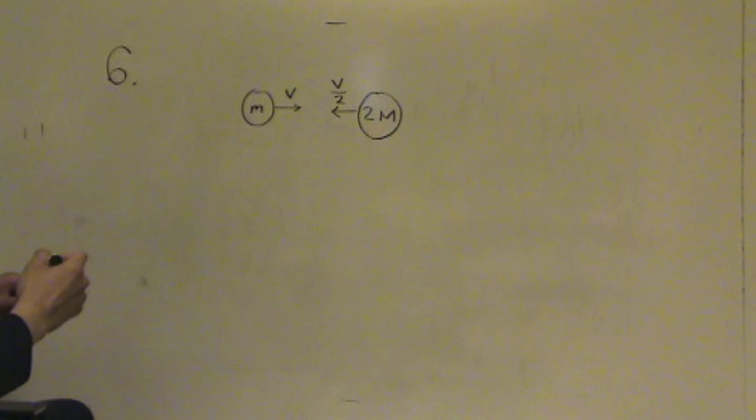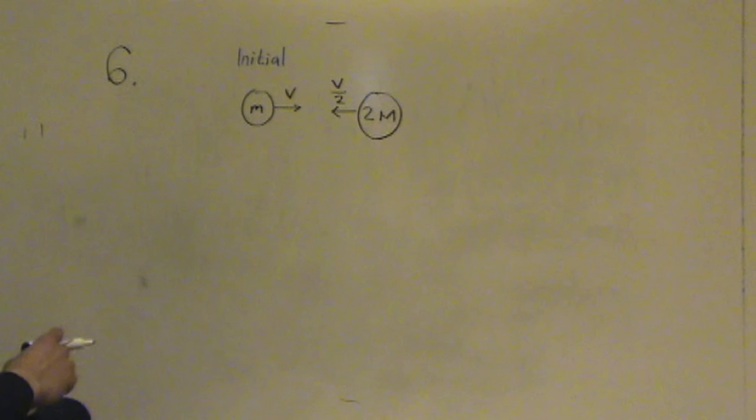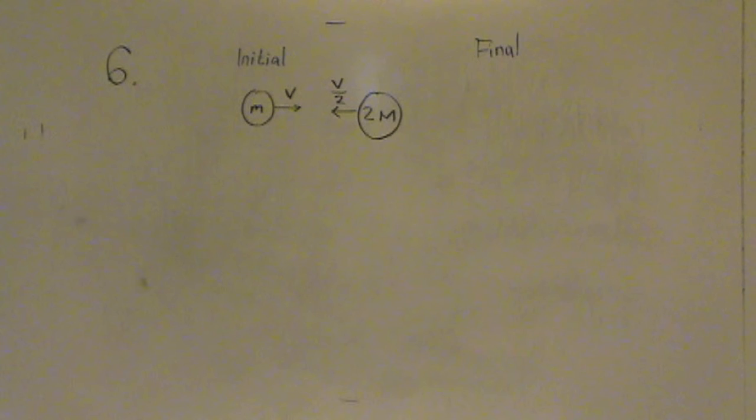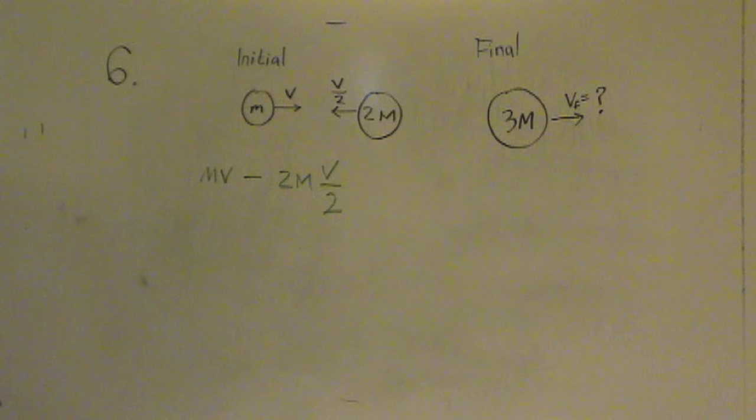Number 6 is a very easy, classic momentum problem where we're given two masses running head-on as our initial condition. And as our final condition, we have these two masses kind of getting clumped together and moving together at some final velocity. And the conservation of momentum says that mass times velocity of each of these masses have to equal the final mass times final velocity.